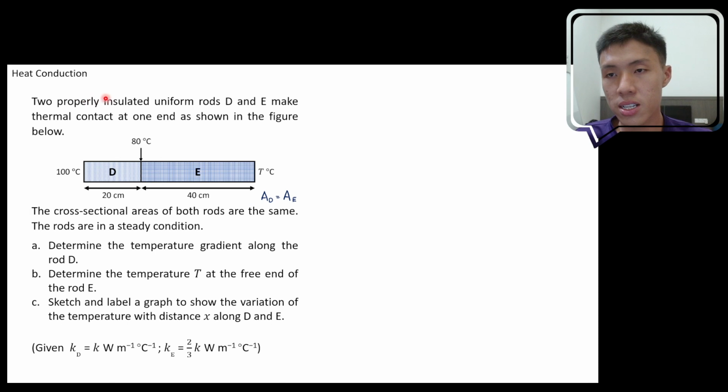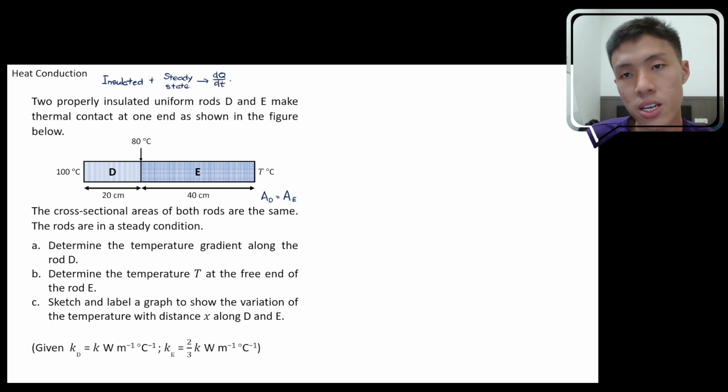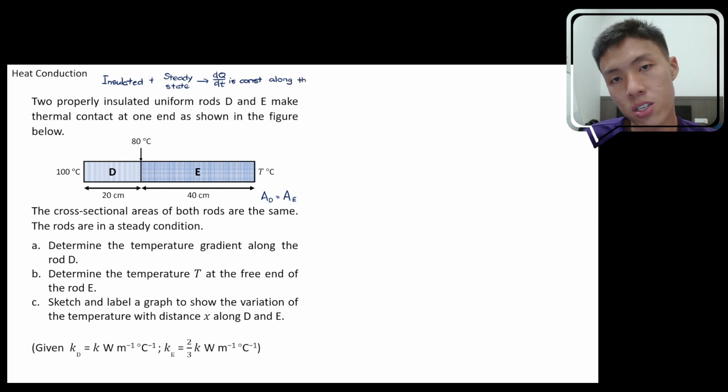So when we see that these two rods are properly insulated and in steady condition, these two things will tell us something. Insulated plus steady state allows us to know that the dQ/dt along the rod, the rate of heat transfer along the rod, is constant. Everywhere along the rod you see the same rate of heat transfer happening.